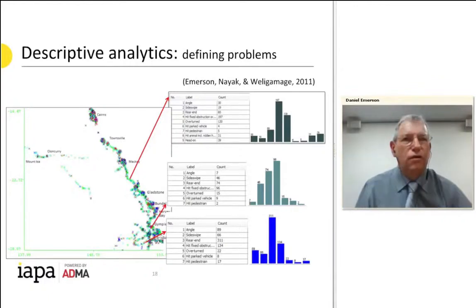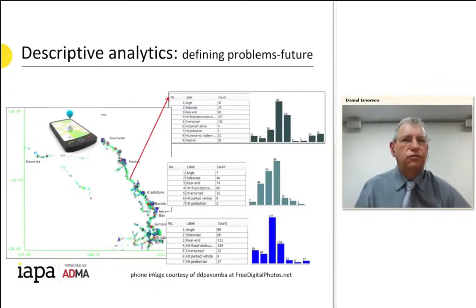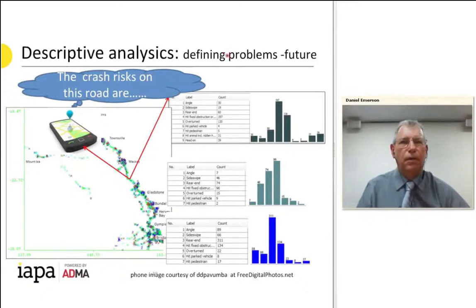Now we're hoping that in the future we'll be able to take this information through your smart device and tell you what the problem is. So in other words, when you come onto a given road, your device will report what the crash risk on this road type is going to be, which defines the problem.